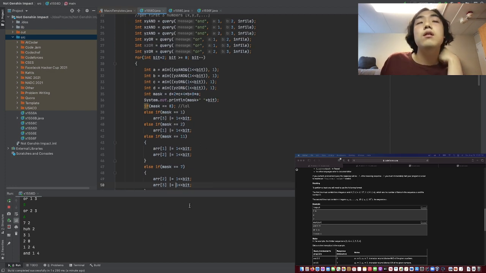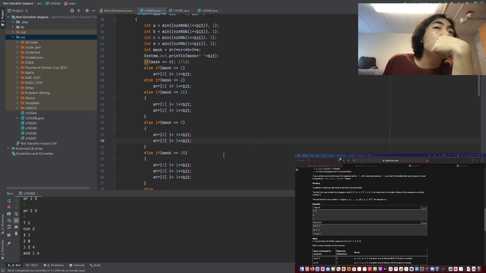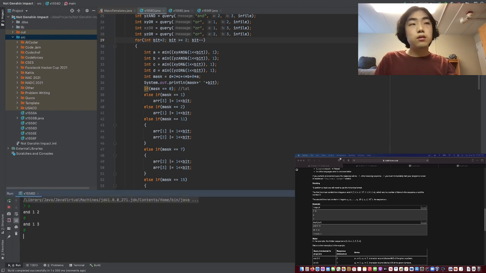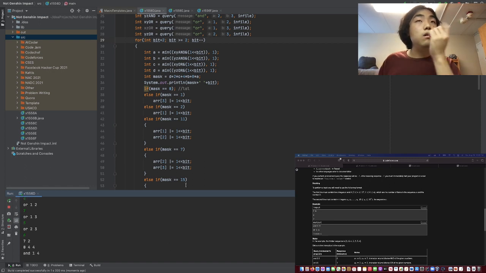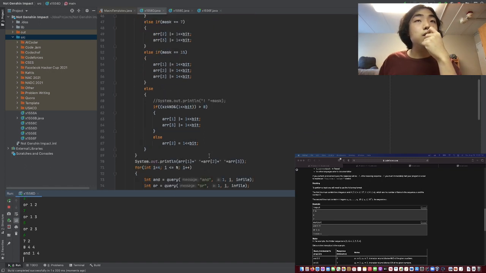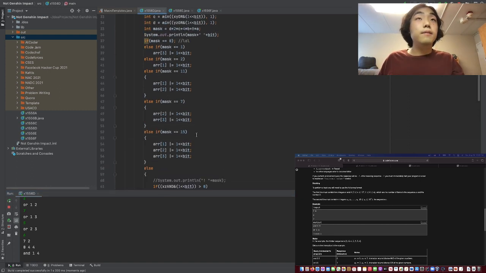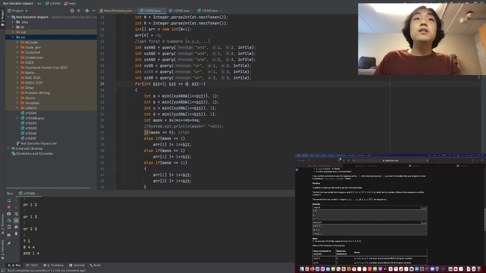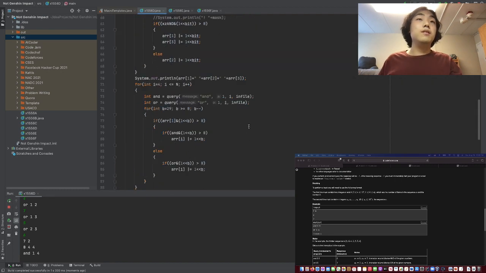1, 1, 3, 1, 2, 3. Else if mask is equal to 7. Okay, what if I do this? Like, what's happening then? 0, 0, 4, 7, 5, 6. Wait. Oh my god. I hate myself. Oh my god, I hate myself.